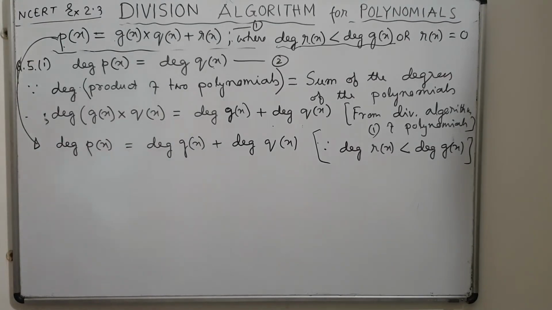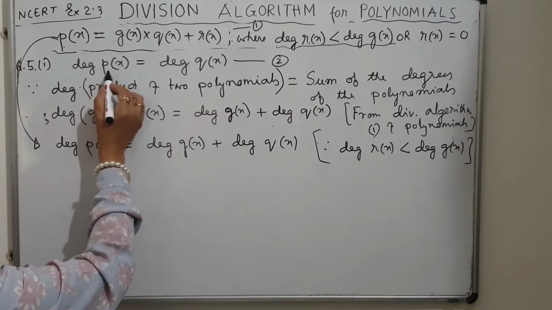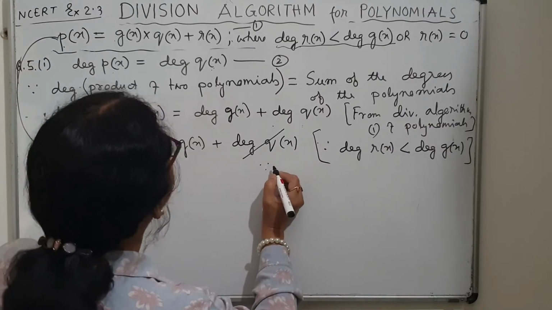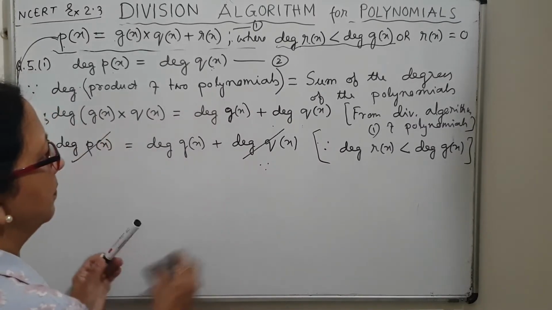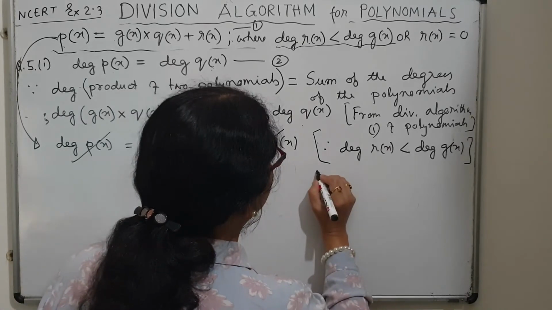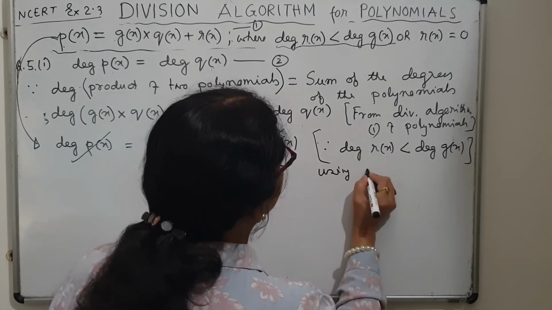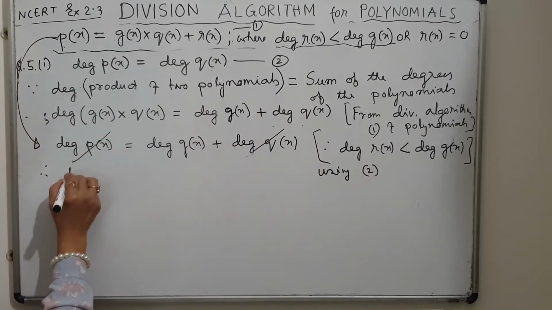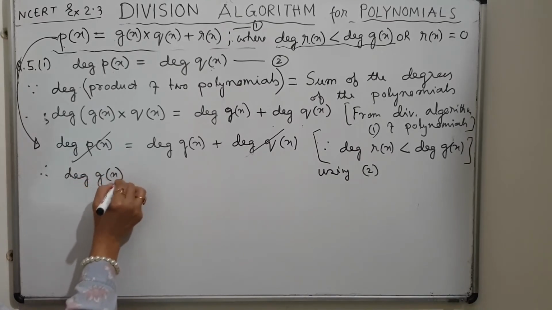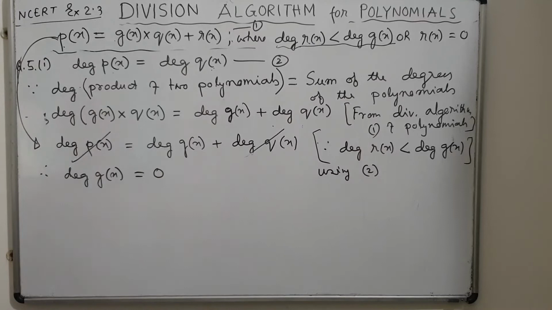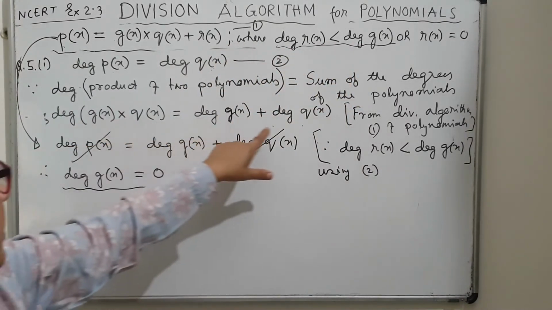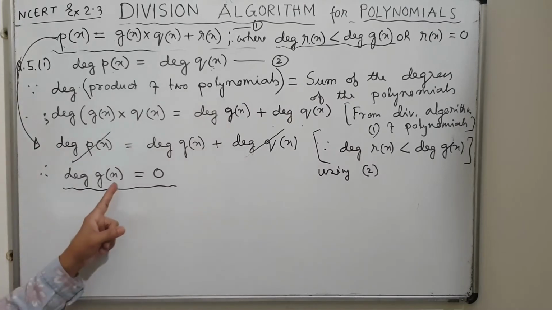Okay. So now following this, degree of p(x) is degree of q(x), so these two get cancelled. Using the given condition, using 2, I am cancelling this. So therefore degree of g(x) is coming out to be 0. So I have derived this condition by the division algorithm, the given condition, and this result.